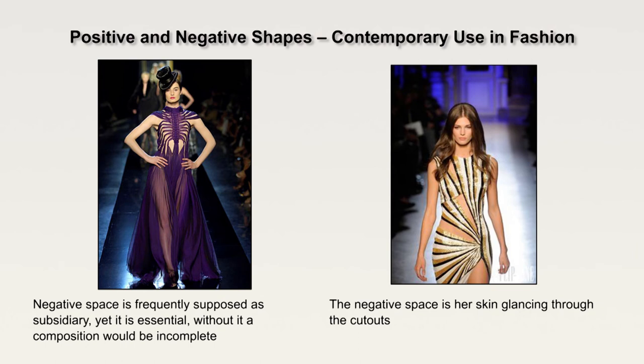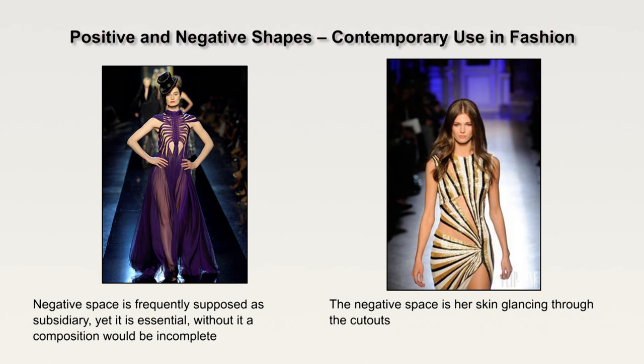In the image that we see here, negative space is frequently supposed as subsidiary, yet it is essential. Without it, a composition would be incomplete. On the right, the negative space is the modeled skin glancing through the cutouts. This dress uses radiation to create rhythm, moving our eye throughout the dress.